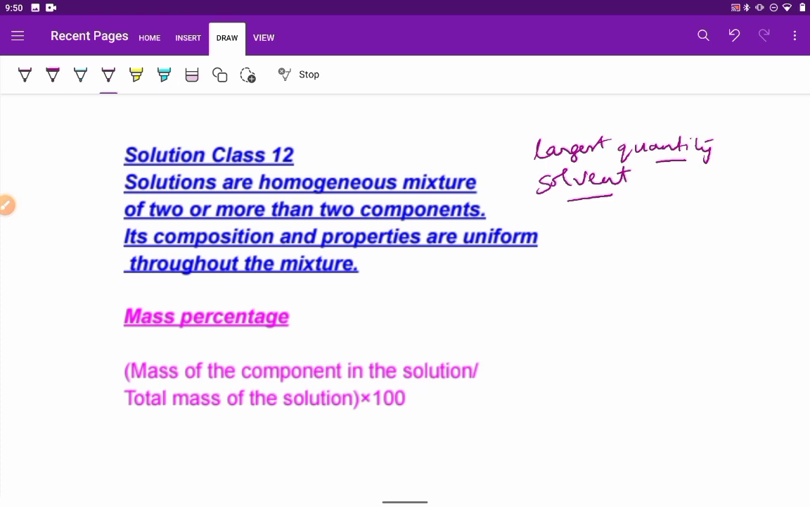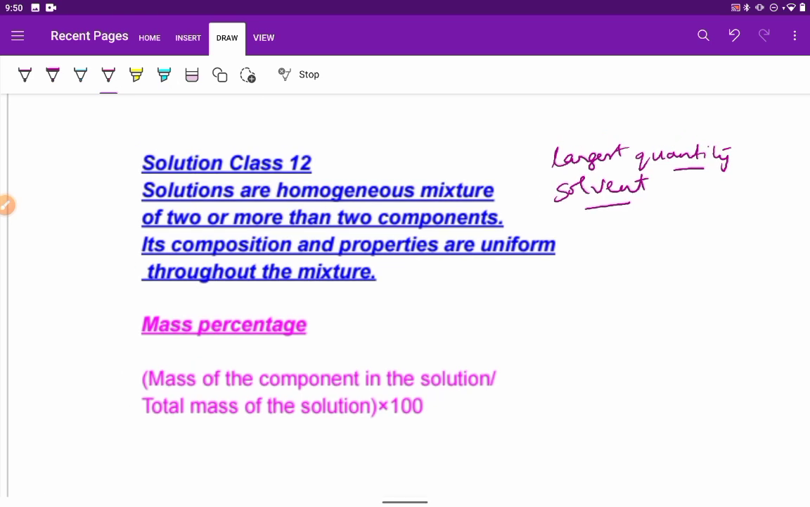There will be one or more components in the solution itself other than the solvent, and we call them solutes. So what do we call them? Solutes. Other than solvent, solutes are also present in a solution. Now here we will mostly concentrate on binary solution, means two components will be there. Each component may be solid, liquid or in gaseous state.